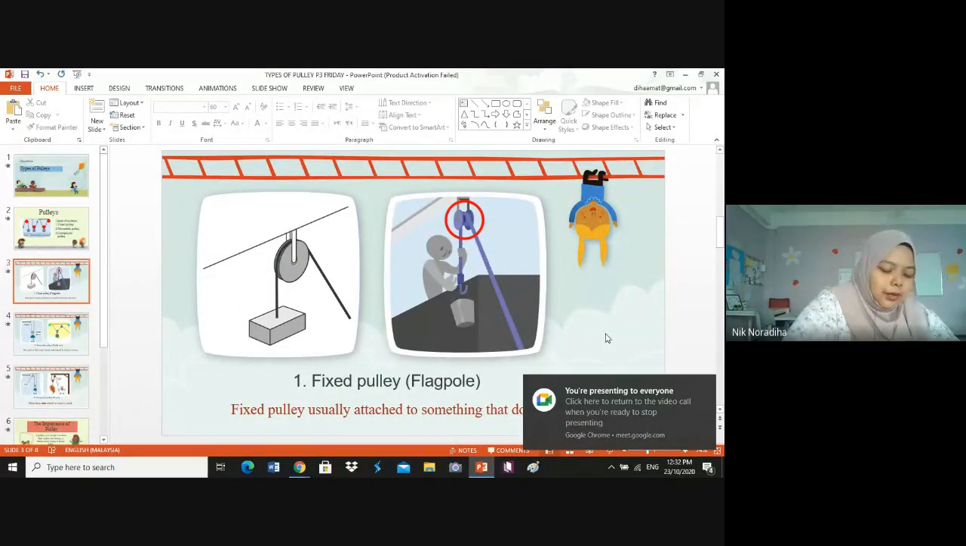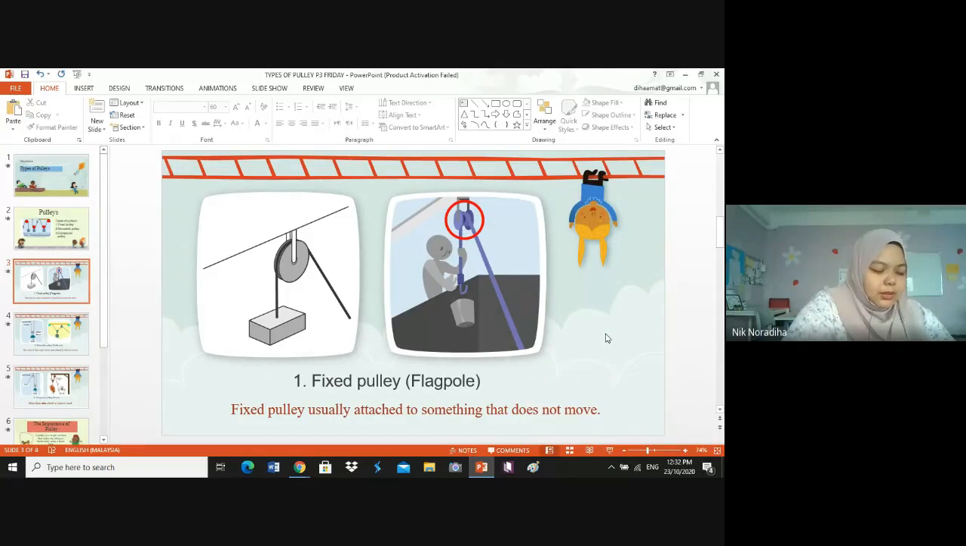First one is fixed pulley. So you need to remember the example of fixed pulley is the pulley at the flagpole. Pulley at the flagpole.